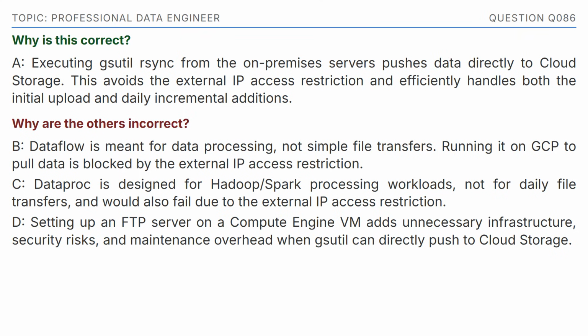Why are the others incorrect? B. Dataflow is meant for data processing, not simple file transfers. Running it on GCP to pull data is blocked by the external IP access restriction. C. Dataproc is designed for Hadoop/Spark processing workloads, not for daily file transfers, and would also fail due to the external IP access restriction. D. Setting up an FTP server on a Compute Engine VM adds unnecessary infrastructure, security risks, and maintenance overhead when sudo can directly push to cloud storage.